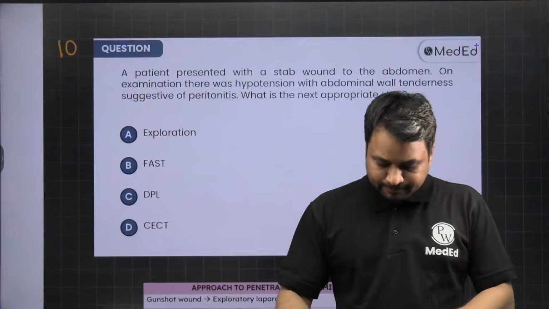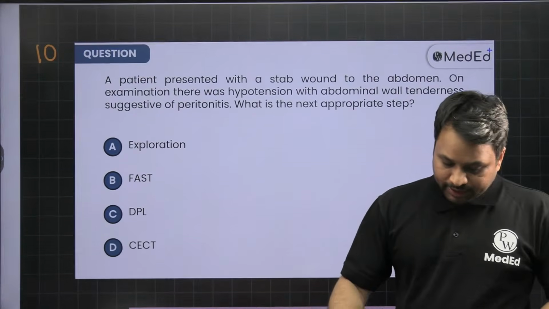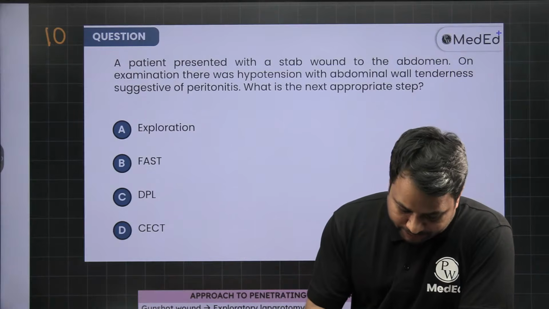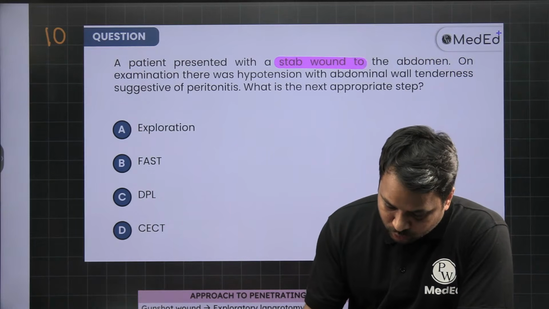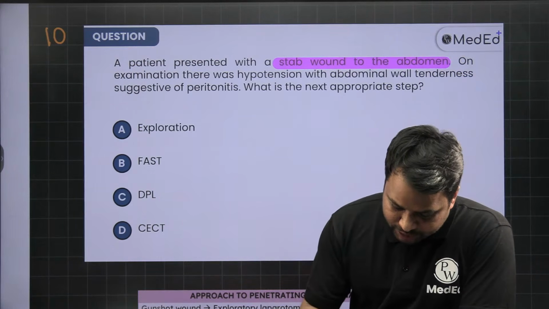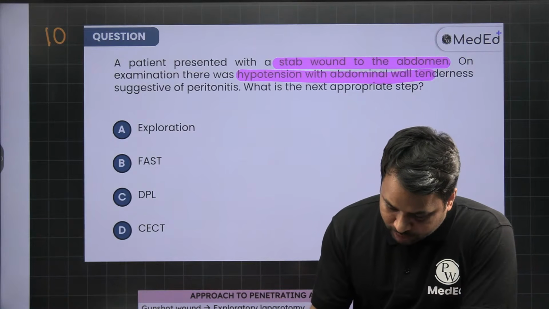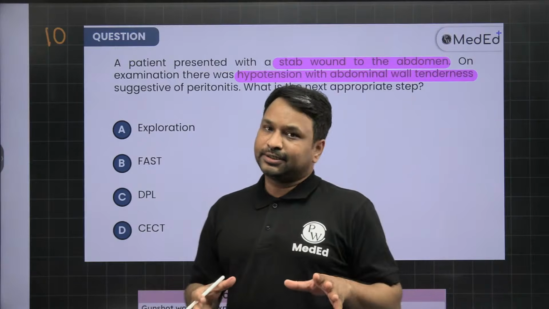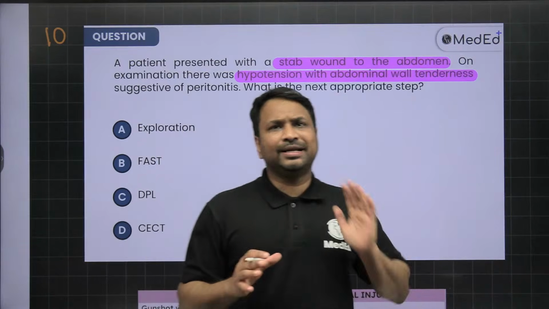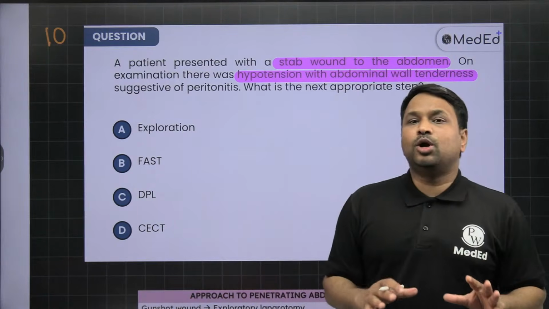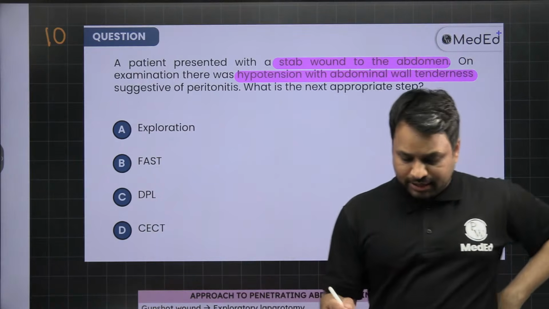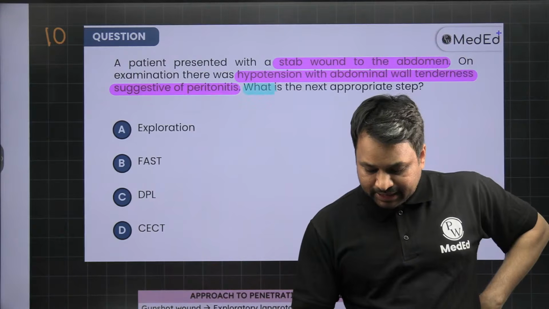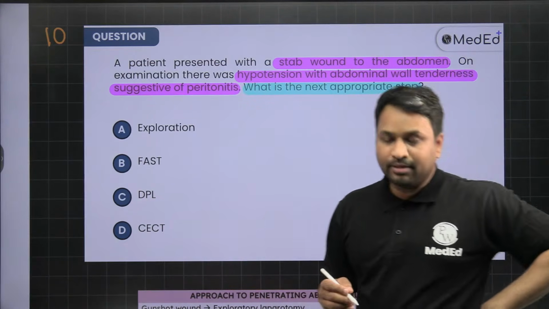Going to question number 10. Now, in question number 10, what do you have? I have a patient with a stab wound to the abdomen. On examination, there was hypotension with abdominal wall tenderness, right? Now, hypotension indicates there is hemodynamic instability. Abdominal wall tenderness indicates there is peritonitis, right? This suggests peritonitis. What is the next step in the management?